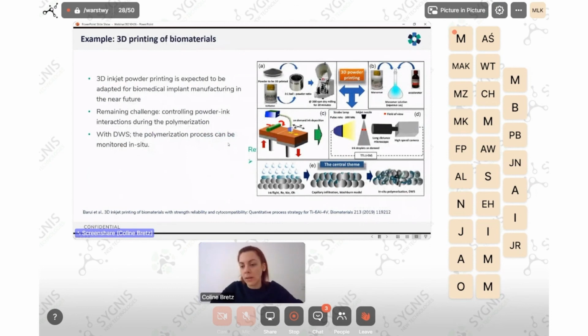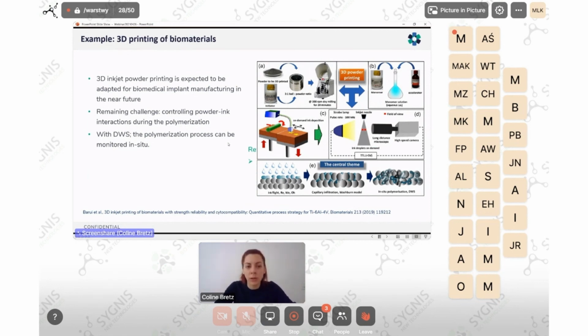I wanted to provide some examples here related to 3D bioprinting, which is one of the most active fields when developing biomaterials. And here we look at 3D powder printing, which is a nice application for biomedical implant manufacturing. What people are typically looking to do in this field is to control the polymerization process, and in particular the interactions between the powder and the ink present in this process.